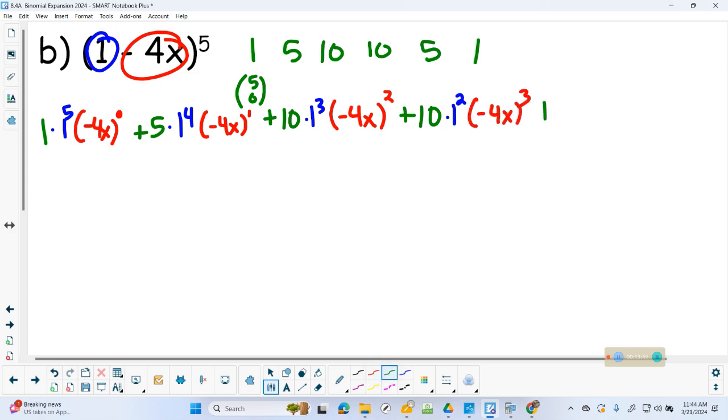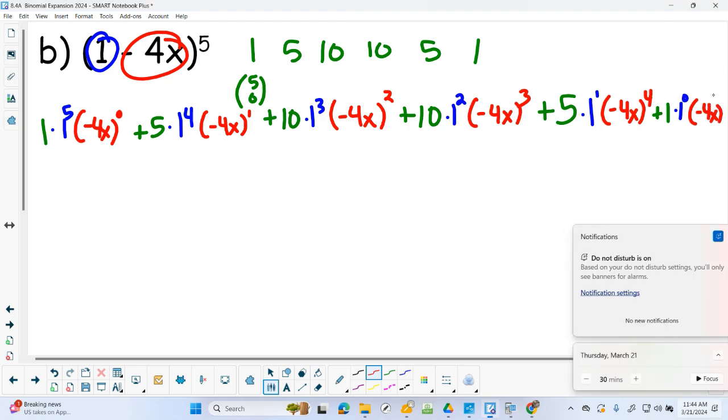5. 1 is down to the 1st. Negative 4x is going to be at the 4th. I'm going to try to sneak this last term in. Our blue 1 is going to be down to the 0. Again, not necessary to write that, especially being 1. And of course, our negative 4x is going to be at the 5th. I think I'm going to make it.